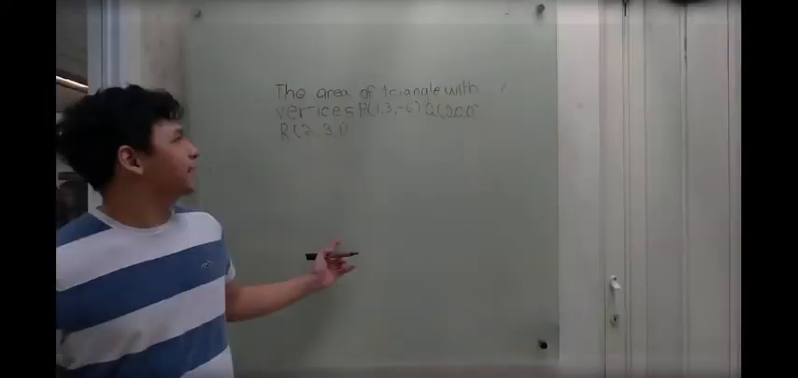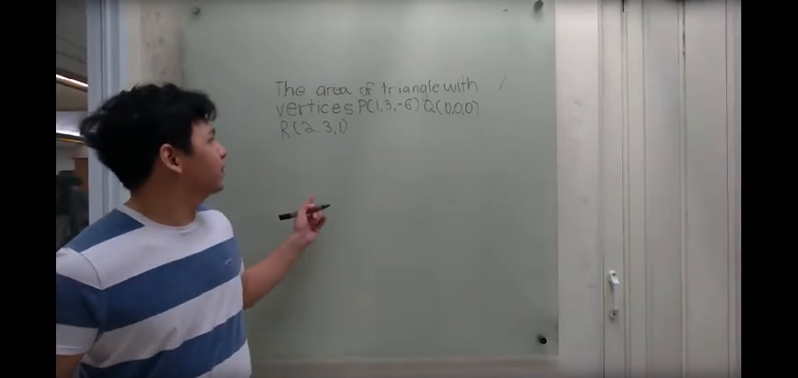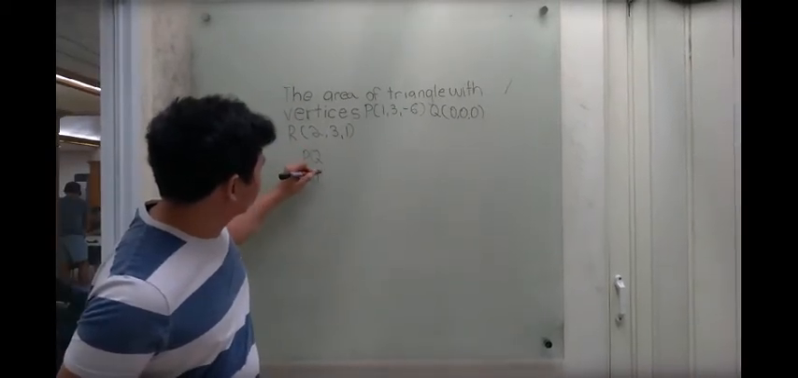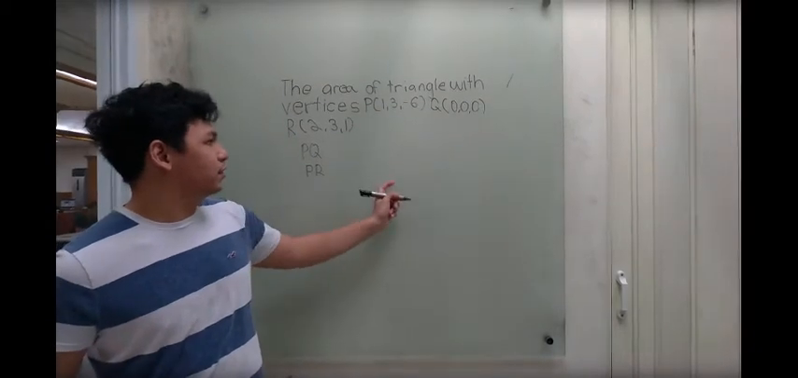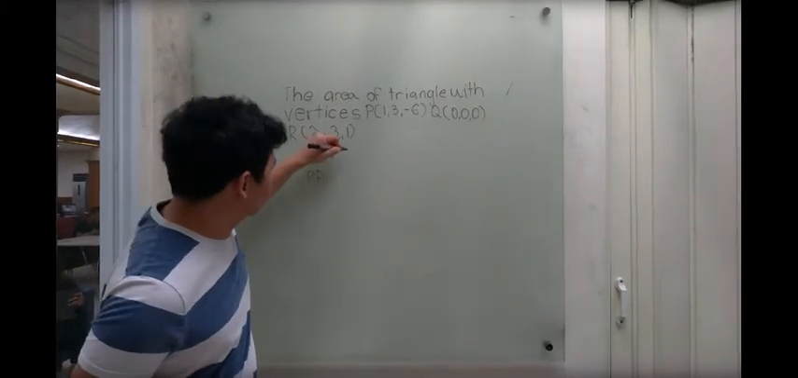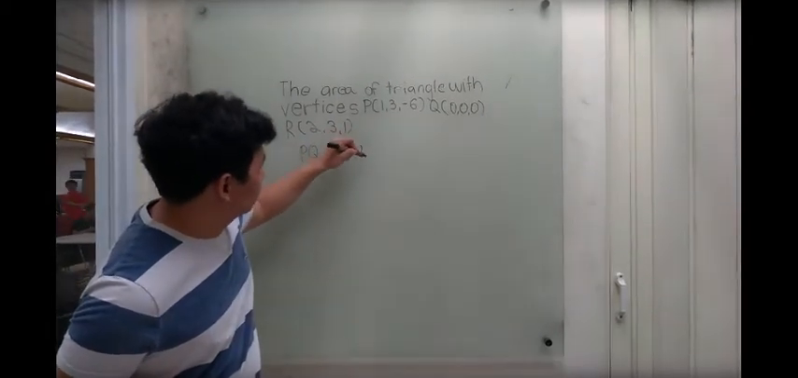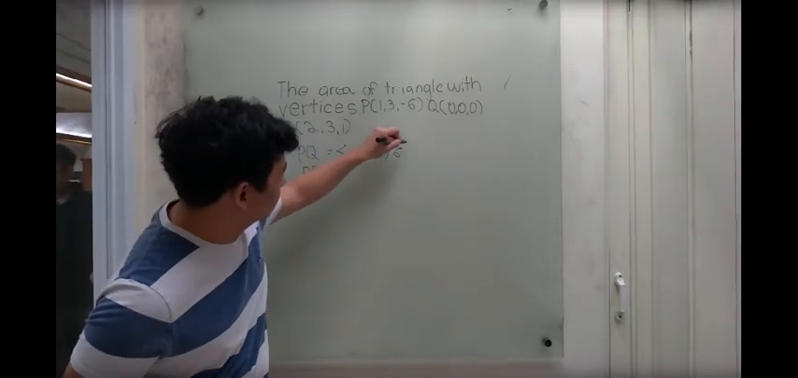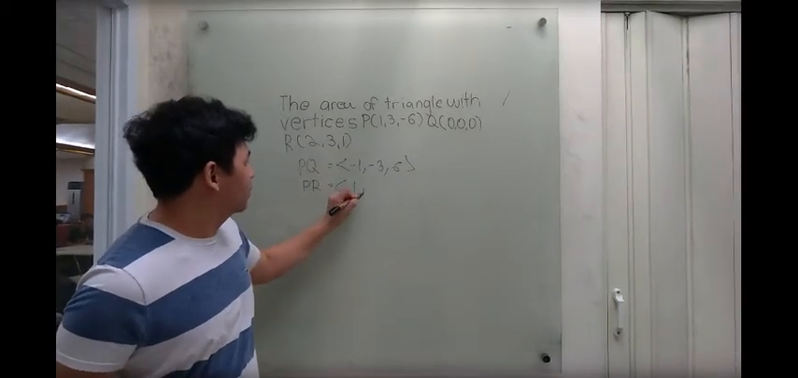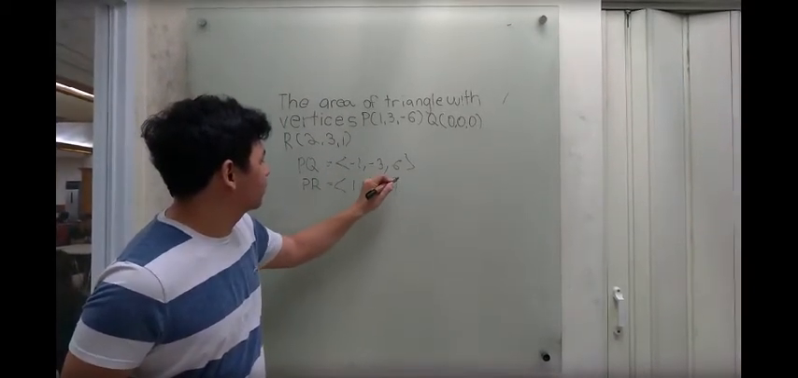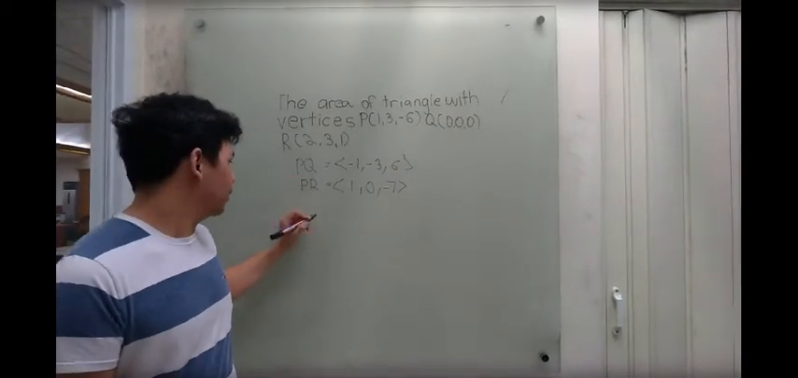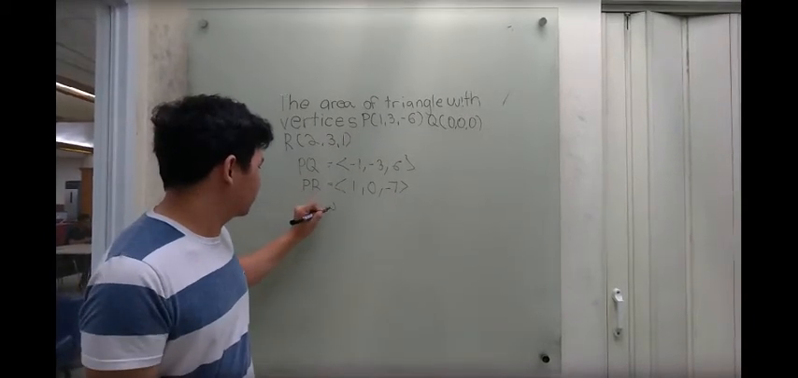Here, I will demonstrate how to get the area of a triangle with given vertices. First, we will have to calculate PQ and PR. This means that we need to subtract this and this. So, we get the values -1, -3, and +6. And then PR, we get 1, 0, and 7. After that, we will have to cross multiply PQ and PR by using this.